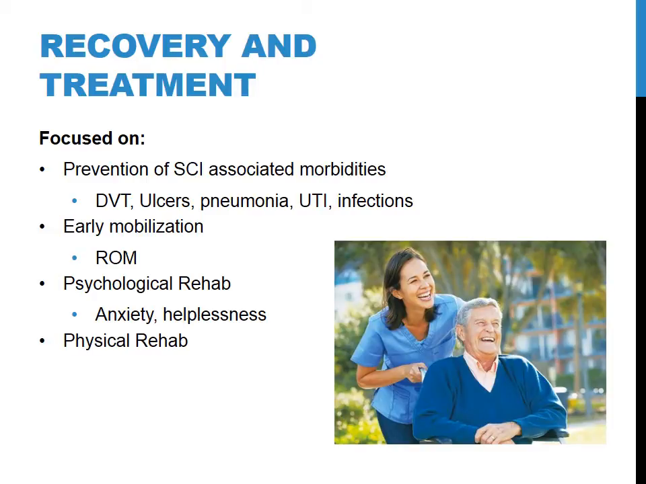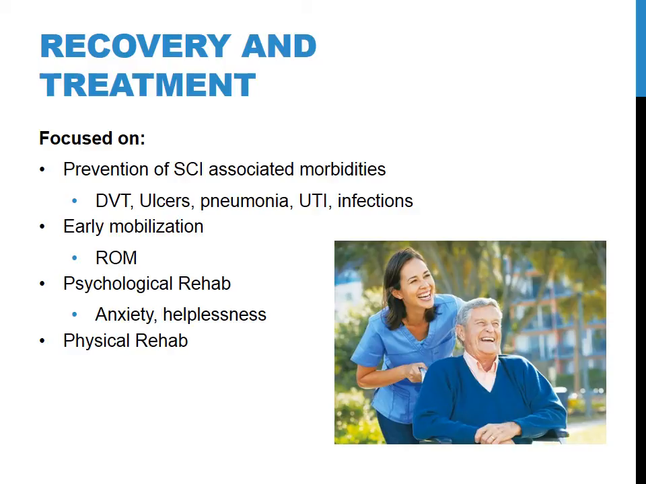Recovery and treatment is initially focused on preventing any spinal cord injury associated morbidities that are listed, so making sure the patient stays safe while they're in the hospital. And then it's to focus on early mobilization, especially maintaining range of motion of the upper extremities because they have no strength. And then psychological rehab is really important because these patients can have a high level of anxiety and helplessness because if they can't use their upper extremities, they're heavily reliant on a caregiver.